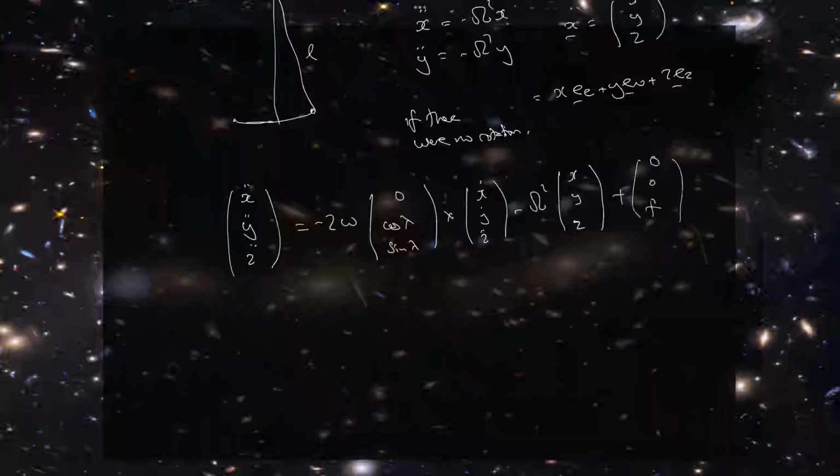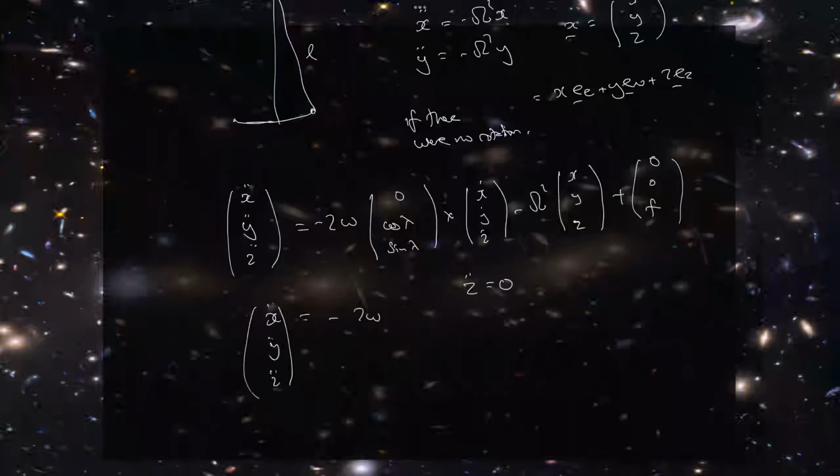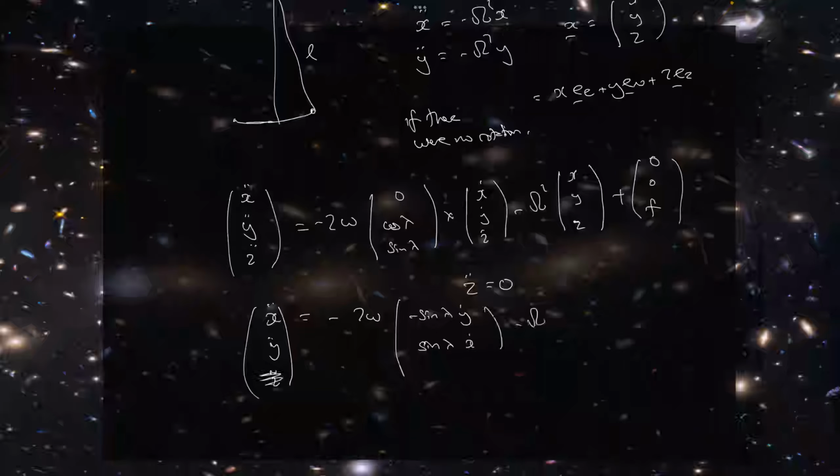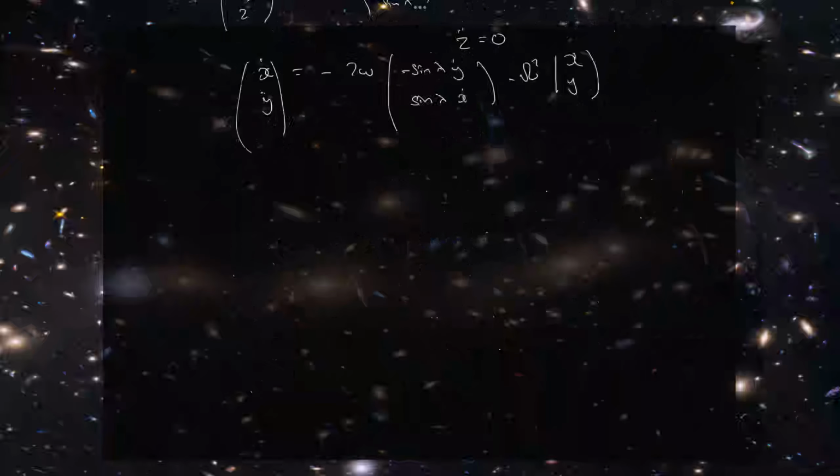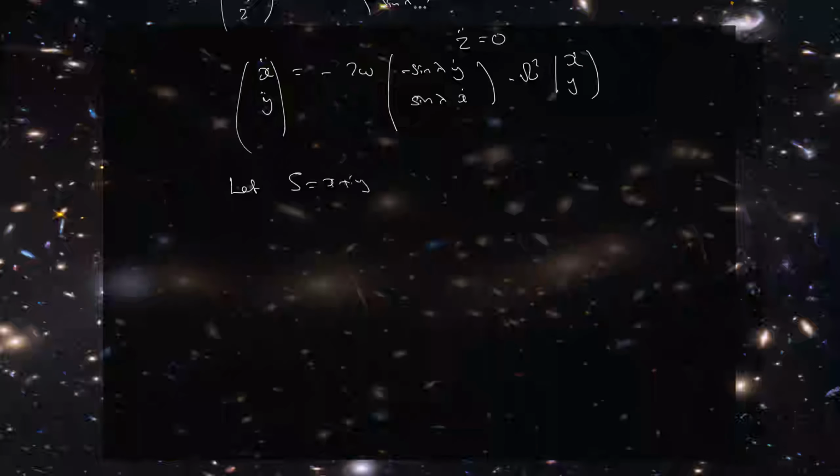Where f is an acceleration which we're not really interested in, it corresponds to what it takes to make z double dot equal to 0, or approximately equal to 0 in this case. So (x double dot, y double dot, z double dot) is minus 2 omega times (minus sin lambda y dot, sin lambda x dot). Let's not worry about the z component, minus omega squared (x, y). Let zeta be x plus iy. Then we have zeta double dot plus 2i omega sin lambda zeta dot plus omega squared zeta is 0, combining the two components. Well, we can solve that.